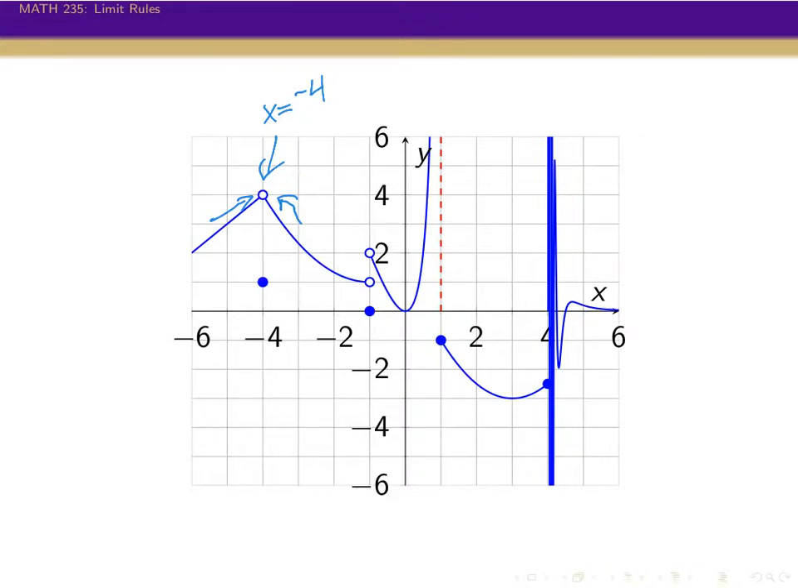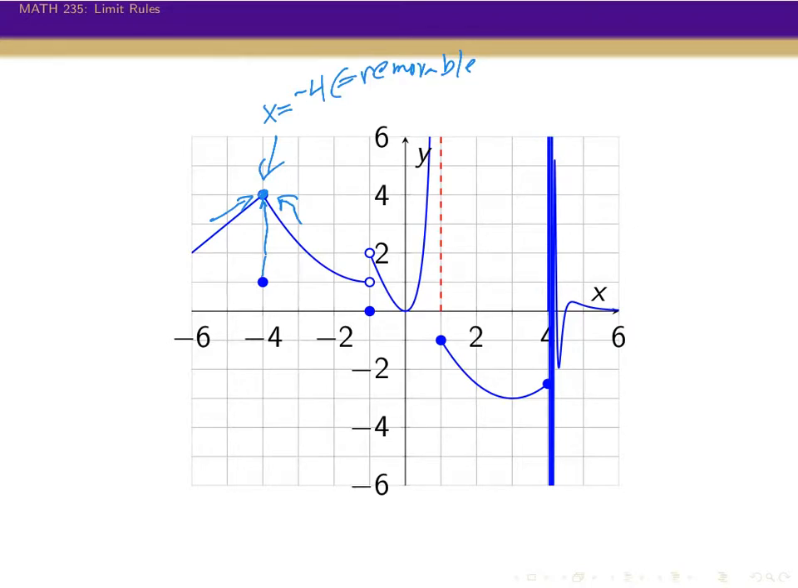And so all we would need to do to fix this is to move the value at minus 4 up to fill the hole, and then we'd have a continuous function again. So what type of discontinuity is that? Well, this is a removable discontinuity. We can remove it just by changing the value of the function at that one spot.